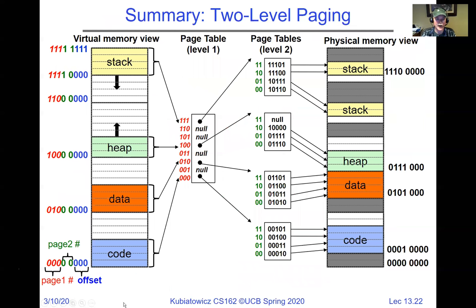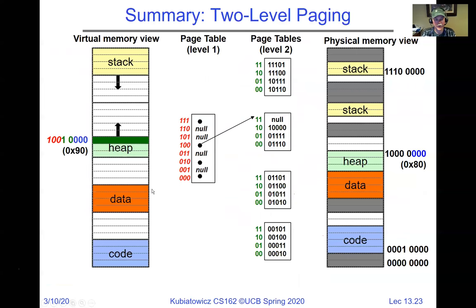So to summarize, just like before, we showed you the virtual memory view, but now we go through a couple of hops. And so there's many fewer nulls in here. You see the word null is used a lot less frequently, even though we still have a sparse space. And that's really because big chunks of null end up only showing up at the top level, giving you a couple of nulls. And we don't even bother having a second level of the page table for those things that are null. And so we save a whole bunch of space in the page table.